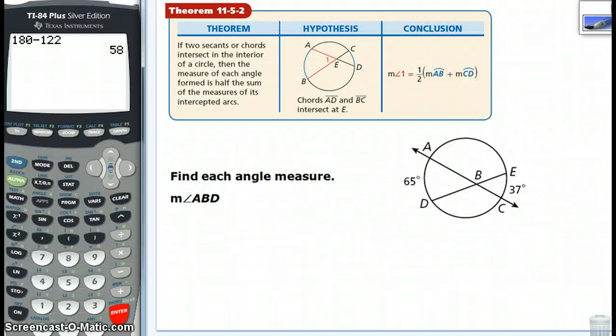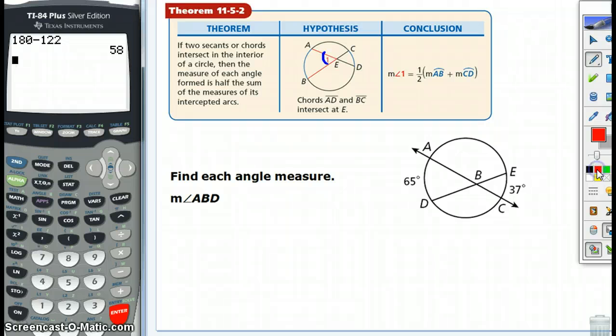Moving on to the next theorem: if two secants or chords intersect in the interior of a circle, you can see they intersect in a place that's not the center of the circle, then the measure of each angle formed is half the sum of the measures of its intercepted arcs. So one more time, this angle right here is half of the measure of that arc and that arc.